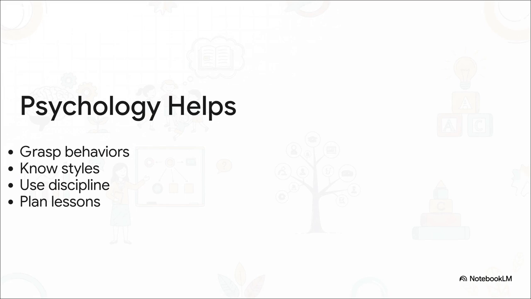Well, 4 major things happen when we apply it. First, we start to actually grasp why students behave the way they do. Second, we recognize their unique learning styles. Third, we can shift toward positive discipline. And fourth, it helps us plan lessons that genuinely match a student's age and ability. It literally gets us away from that ineffective one-size-fits-all standard.